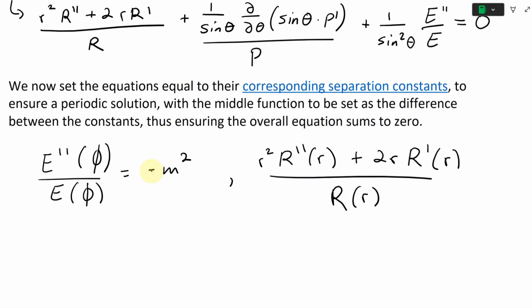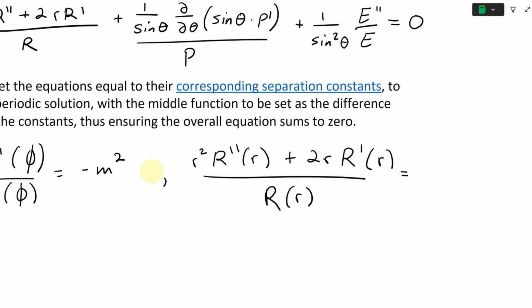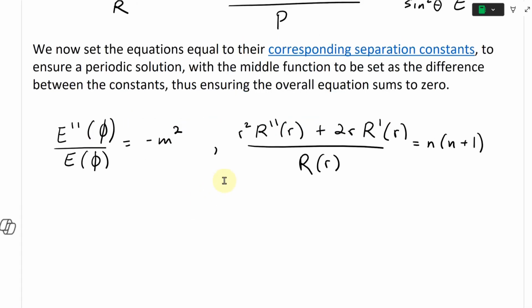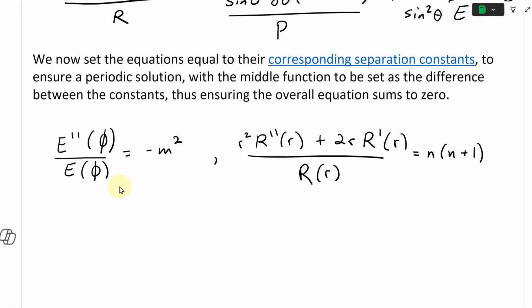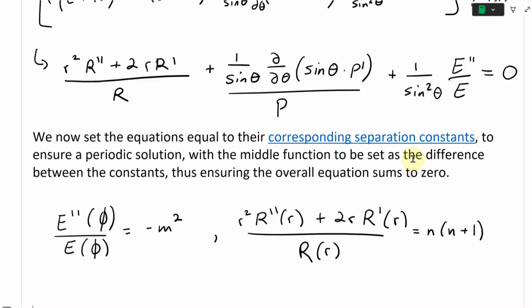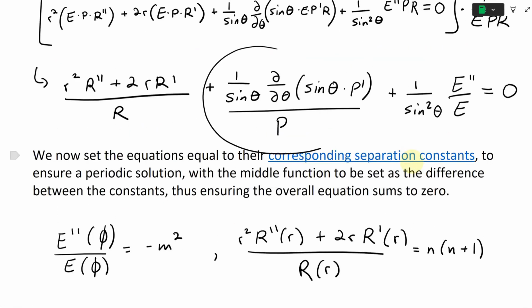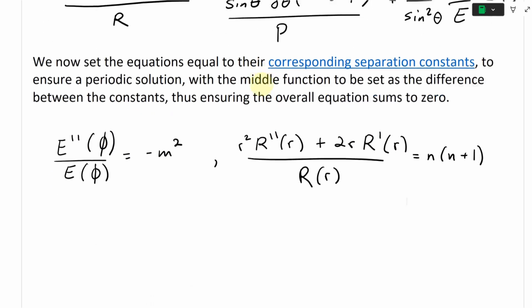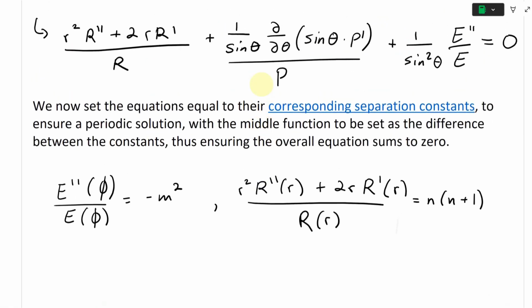And now this equals the function that this one's set up as, equal to n, and then n plus 1. And the reason is so we get the associated Legendre function. We'll explain this in a bit. So if we have these set to these constants, then this one here is going to be the difference between the two, or just, this one equals the negative of that. So that equals, let's put this whole thing there.